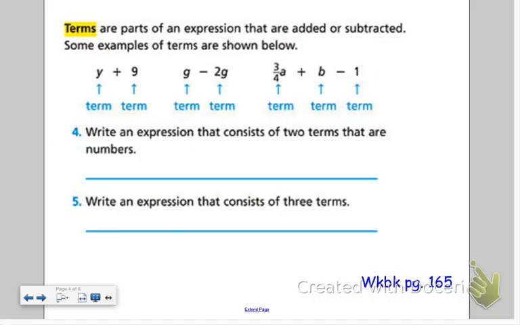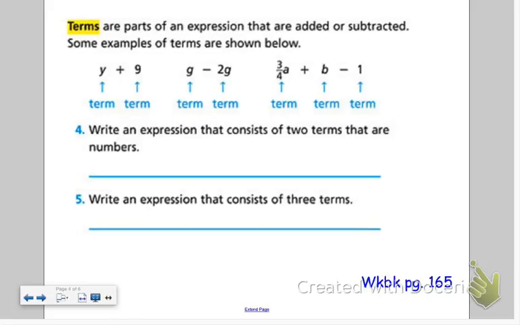And next on page 165, we're going to talk about what terms are. This is really important. This is what our main essential question is all about. Terms are parts of an expression that are added or subtracted. Basically, addition and subtraction signs are going to separate the terms in an expression. Take a look at these examples. y plus 9. There's two terms there. y on its own is a term. 9 on its own is a term, and they're being separated by this addition sign.